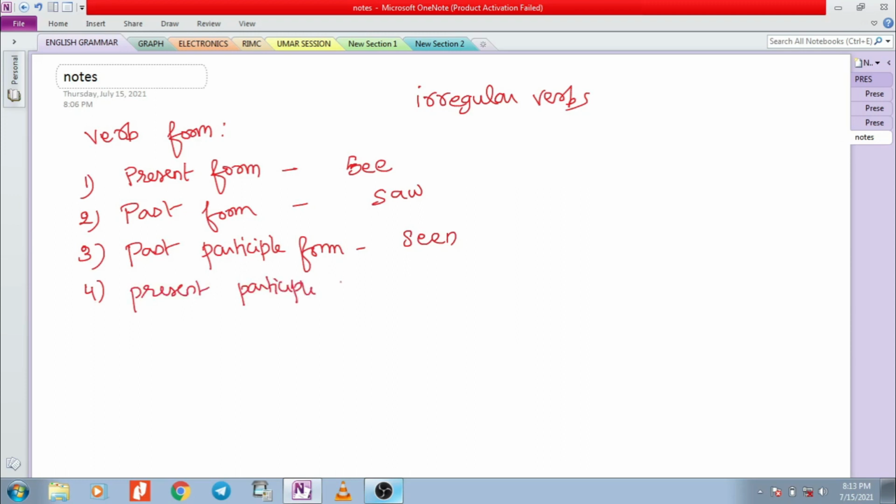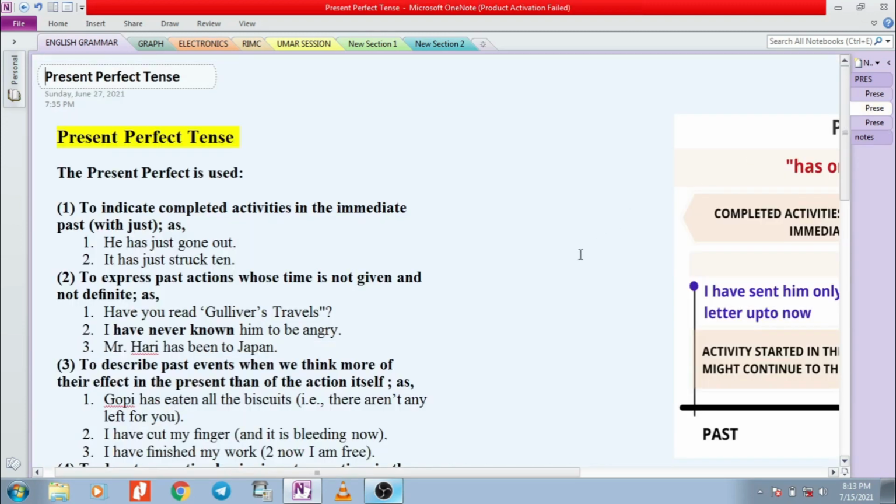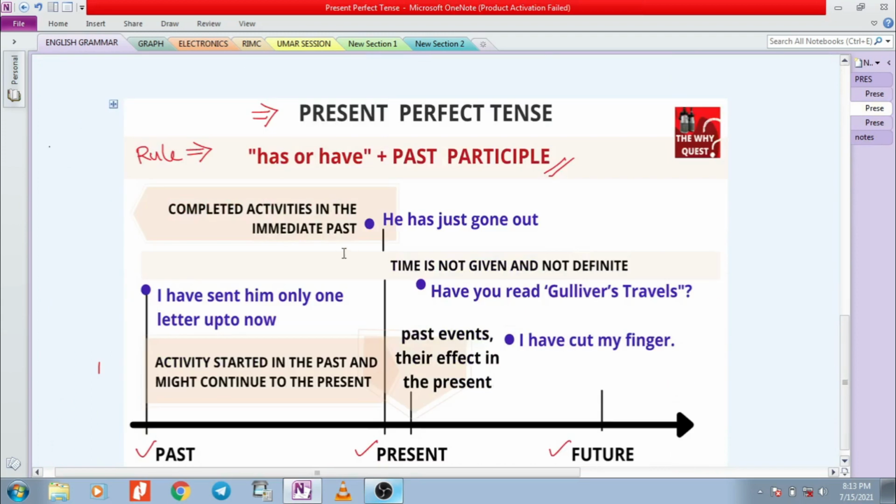So let us look at the chart which gives you the compressed rule book of all the sentence forms. The first rule is completed activities in the immediate past. Something has happened just now. For instance, let's say he has just gone out. You can see that it has not happened very far from the present time, but just a few minutes before an action has happened.